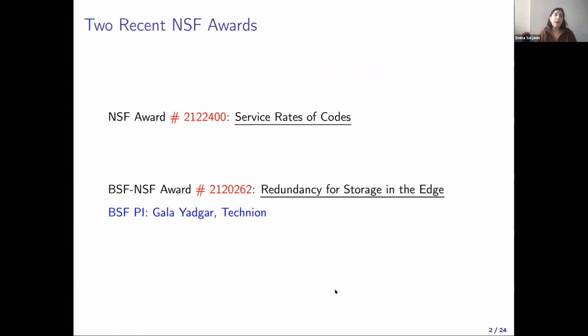So these two grants are service rates of codes. It's an NSF award for a very theoretical work, which I'm going to concentrate on today. And there is another one which is about redundancy specifically for storage in Edge Cloud. It's a joint proposal with BSF, and the PI there is Gala Yadgar, who is actually a computer scientist, a systems person at the Technion. What I'm going to talk about today applies not only for Edge, but to a number of other distributed systems.